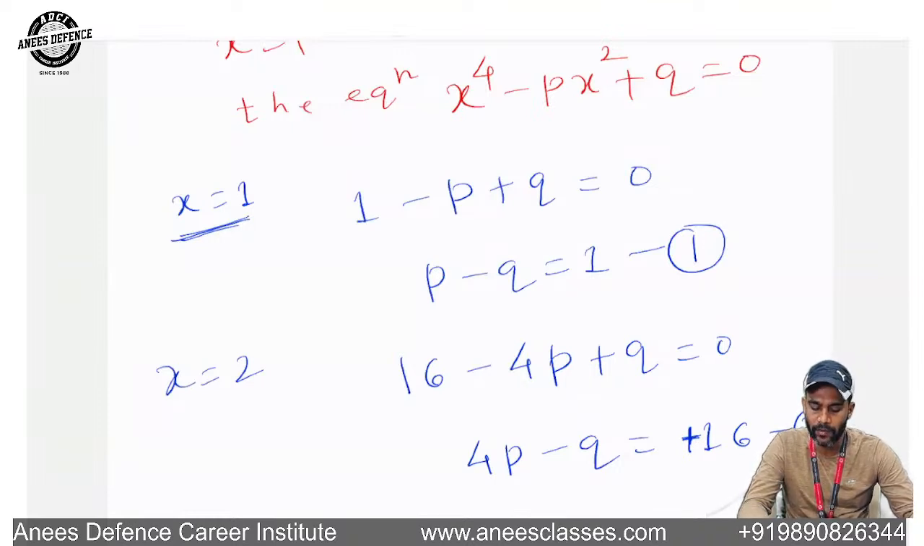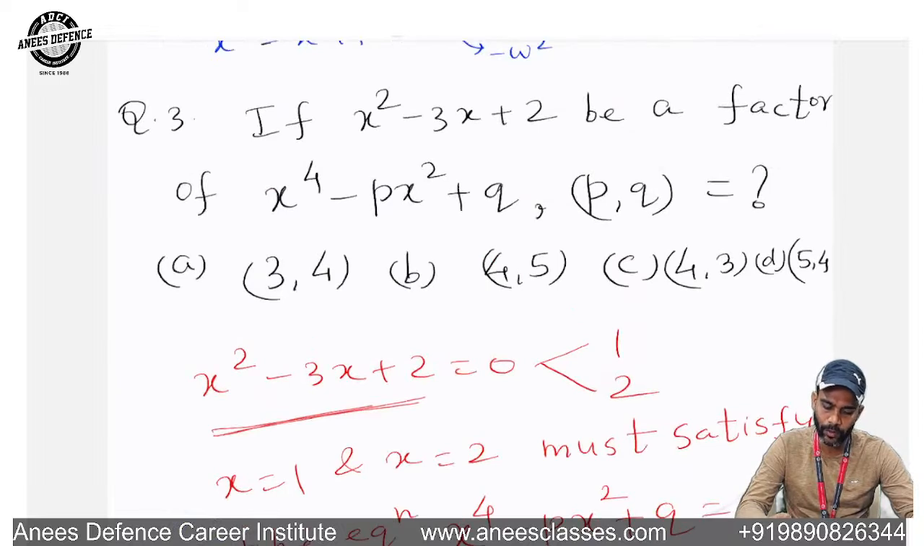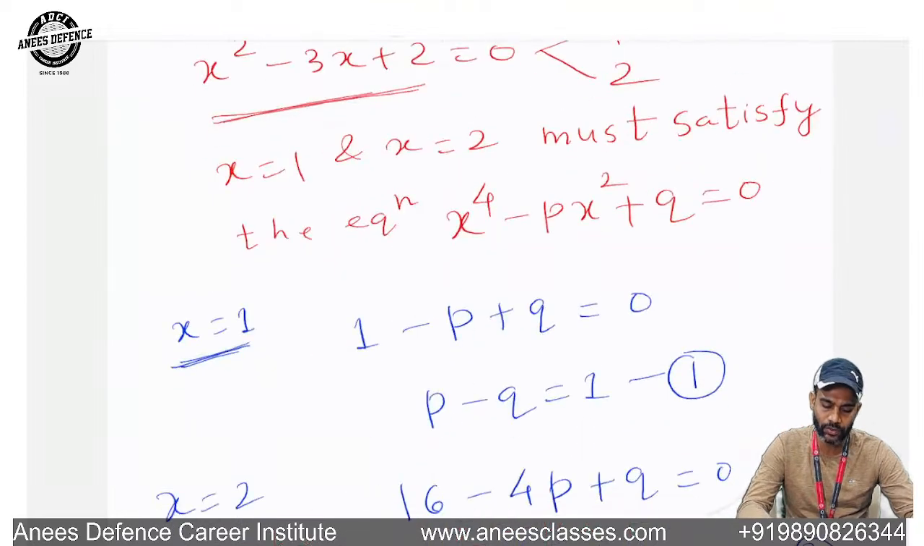Now subtract equation number 1 from 2. So equation 2 minus 1. What will we get? 3p is equal to 15. So p is equal to 5. If p is 5, then what about q? q should be 4 from equation 1. So 5 comma 4. Which option is correct? D option. Please note it down. I hope you understood.